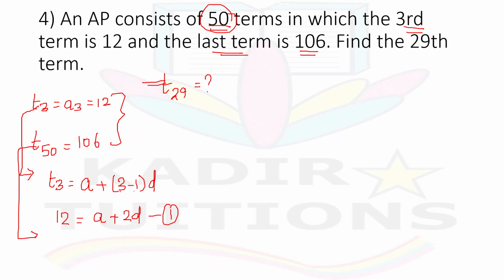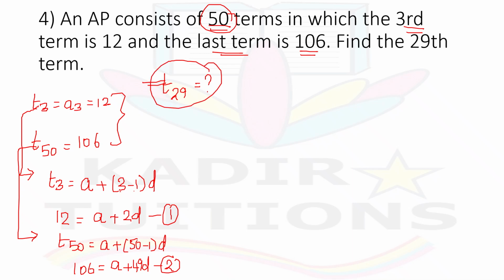And now this T50 we are taking. T50 value, we will write in the next statement. T50 equal to A plus 50 minus 1 into D. So value is 106 for T50, and this is A plus 49D. So this is our second equation. Now we can solve these two equations in order to get A and D value. Then we'll substitute in T29 and we'll get the answer. So first equation is what? A plus 2D equal to 12. And the second equation is A plus 49D equal to 106.